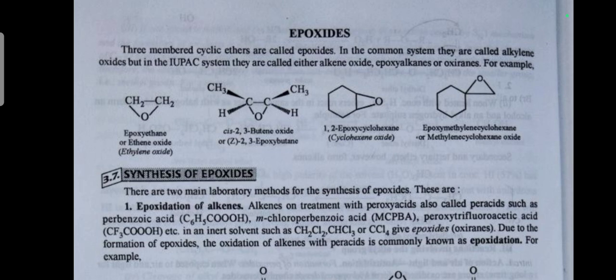Synthesis of epoxide. There are two main laboratory methods for synthesis of epoxide. First, epoxidation of alkenes. Alkenes on treatment with peroxy acids, also called peracids, such as perbenzoic acid, m-chloroperbenzoic acid, peroxytrifluoroacetic acid, etc. in an inert solvent such as CH2Cl2, CHCl3, or CCl4 give epoxides. Due to the formation of epoxide, the oxidation of alkenes with peracids is commonly known as epoxidation.